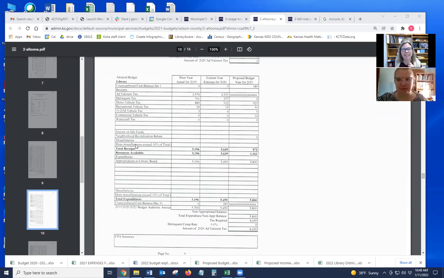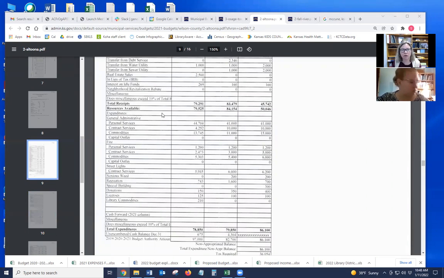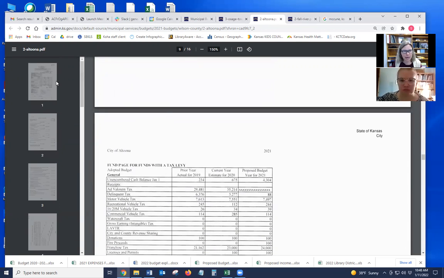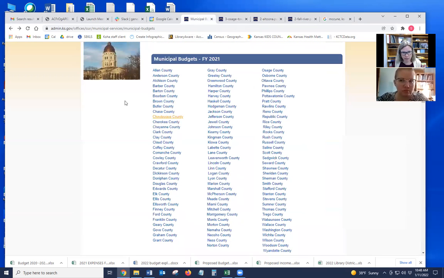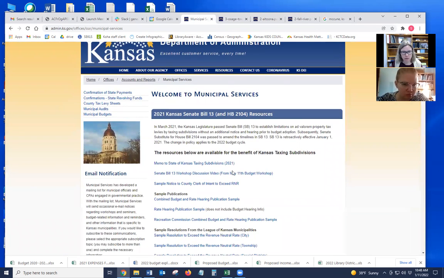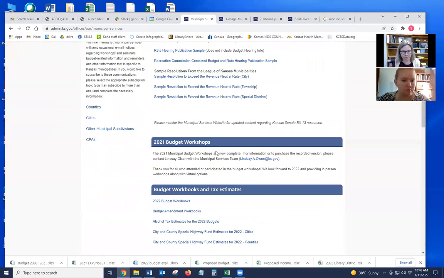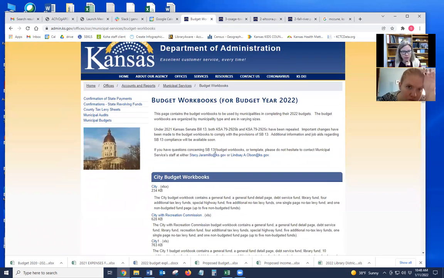And I really didn't get it until I became a district library, and I had to fill this information out myself. So for the district libraries, and I'm going to do this for SEK, I'm responsible for filling this out. You're seeing this just as a PDF. This document is municipal services. Where's my budget? Budget workbooks, 2022 budget workbooks.